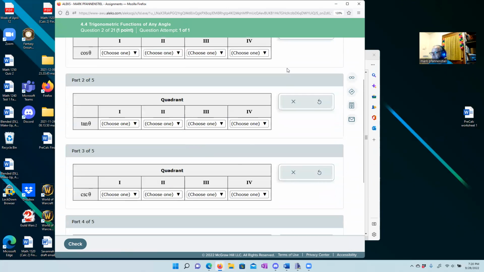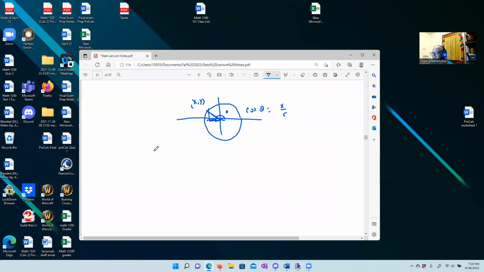Now, this is more unit circle stuff. I'm going to draw a unit circle and put a random point on here, in the first quadrant. So with my x and my y here, the y ordinate is a positive number. R is always a positive number because it's a distance. So we're going to get a positive number over a positive number. That's positive. So sine is positive in quadrant 1. Sine of any angle is positive if you're in quadrant 1.